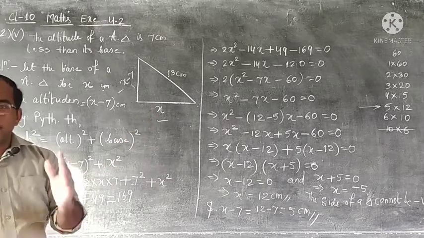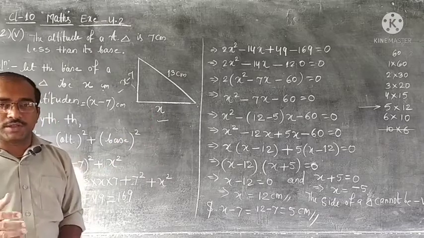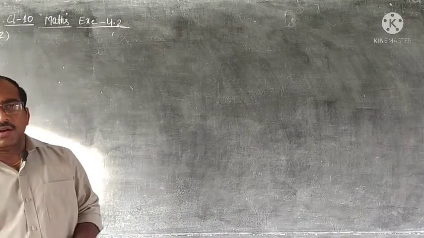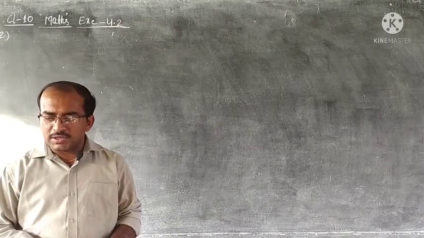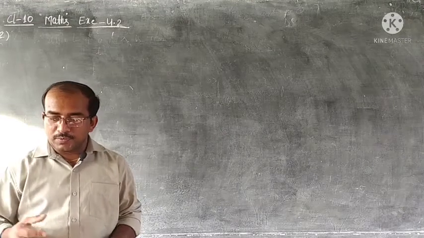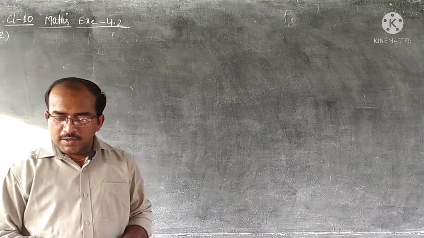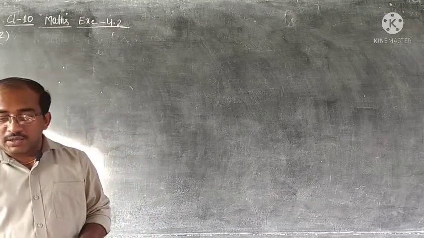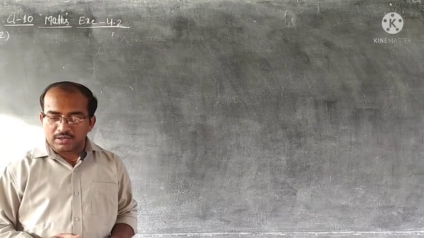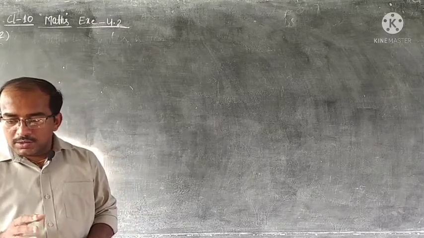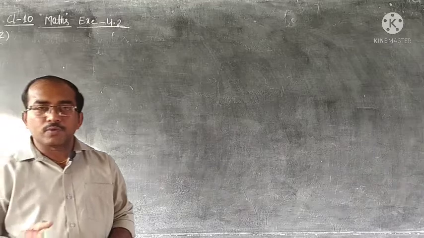Now we have reached the last question of this exercise, question number 6, the last question of exercise 4.2. Let's see, we will understand and do it well. A cottage industry produces a certain number of pottery articles in a day. It was observed on a particular day the cost of production of each article was 3 more than twice the number of articles produced on that day.